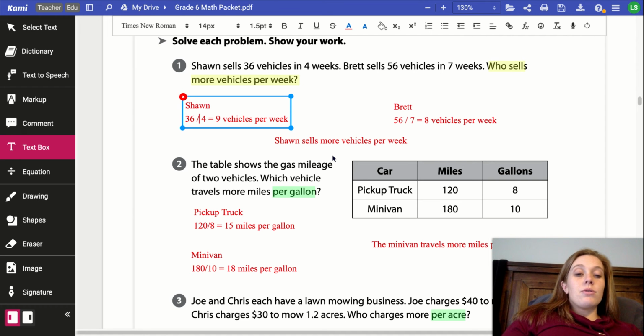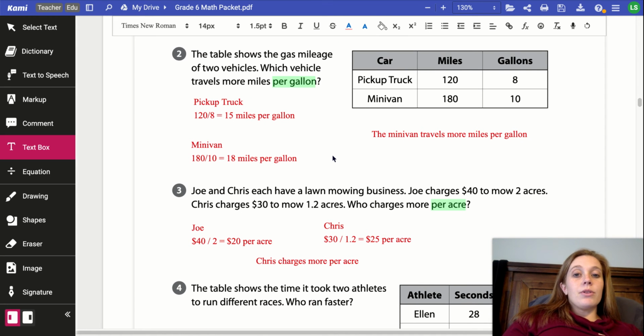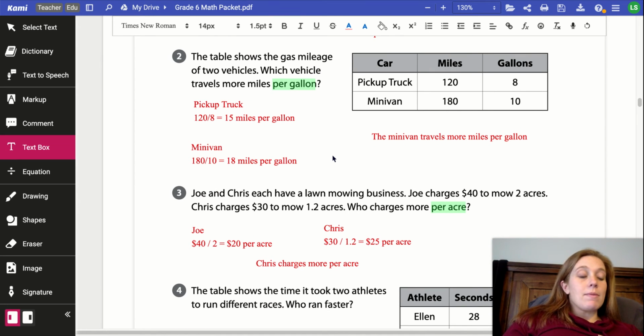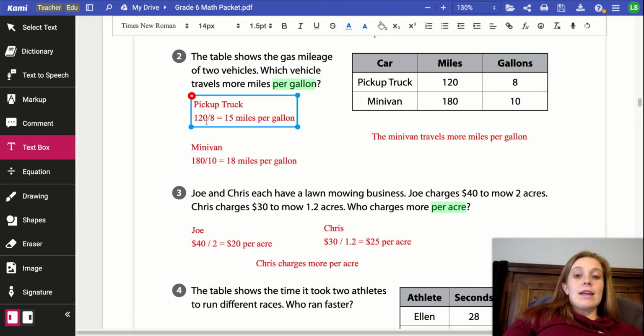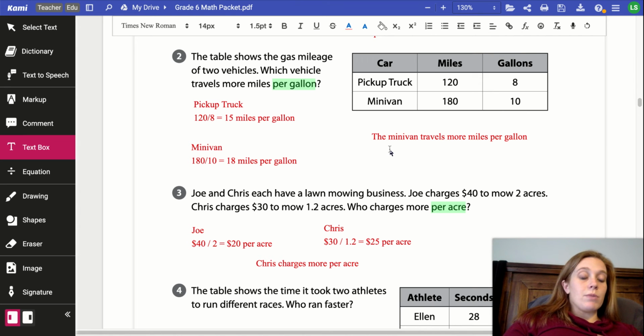Therefore, Sean sells more vehicles per week. So if you haven't gone through these, always try them on your own before you go over the answers with me on these videos. Number 2, same thing. We're looking for which car travels more miles per gallon. We had a pickup truck and a minivan. Again, I'm using that slash for division just for some quick typing and showing of work. But the pickup truck got 15 miles per gallon after division to find a unit rate, and the minivan got 18 miles per gallon after dividing. Therefore, the minivan travels more per gallon.